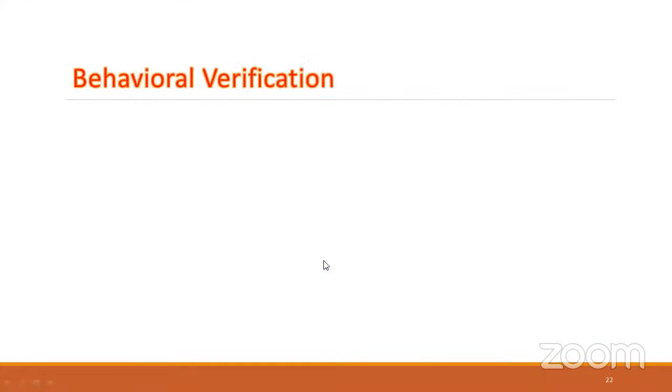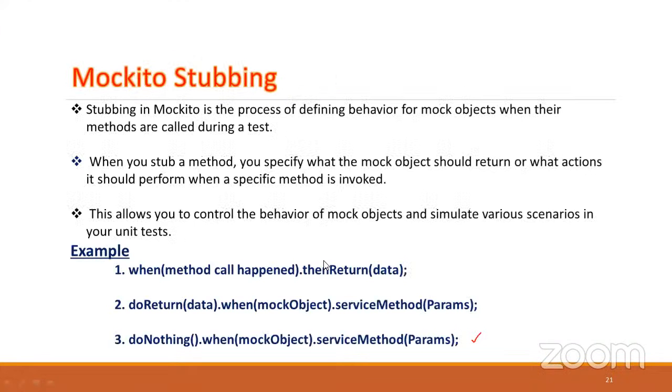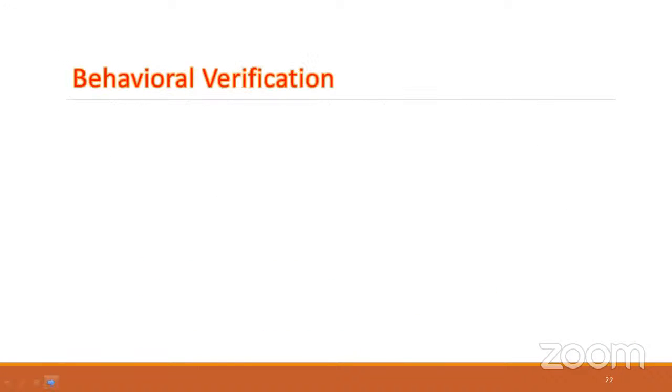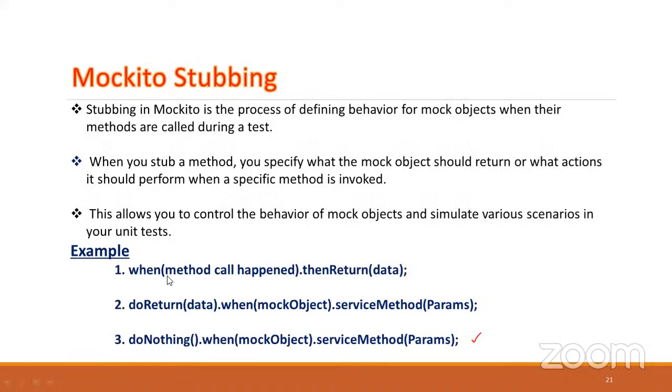So these are the mechanisms of stubbing, sir. The first two mechanisms are helpful whenever the mock object is returning something. Whenever the mock object is not returning anything, for the void methods, then go for the third mechanism. Clear, everybody? This is called stubbing.